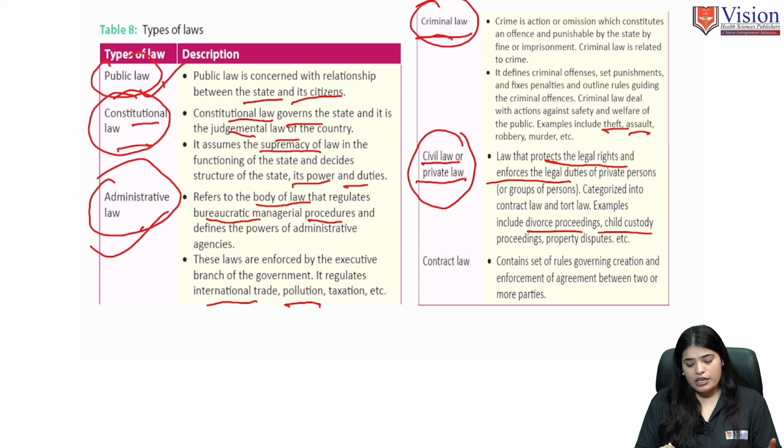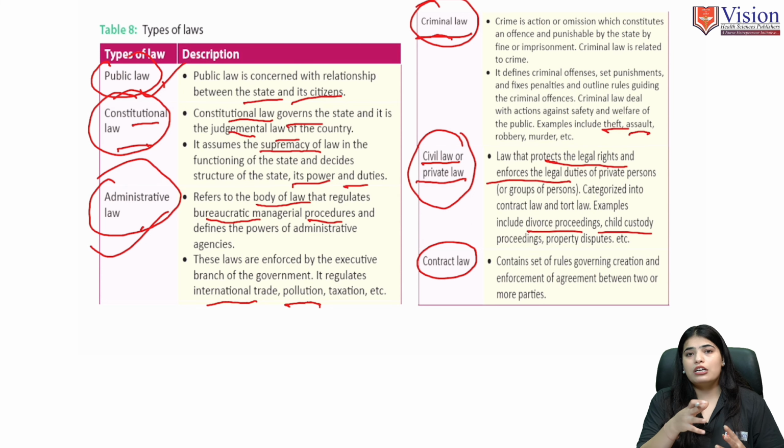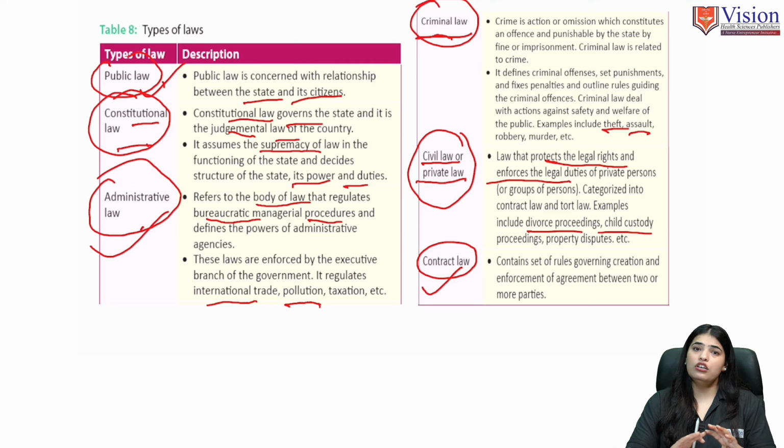Next is the contract law. As you can understand by the name contract law, that means it will be dealing with the confusions or dilemmas or issues between two parties who have agreed on some kind of contract here. Okay, so that is contractual law. So these are the basic types of laws in our society, not in nursing but overall in our country: public, constitutional, administrative, criminal, civil law, and contract law.